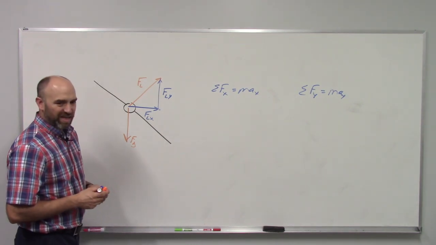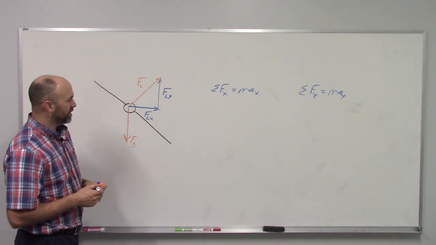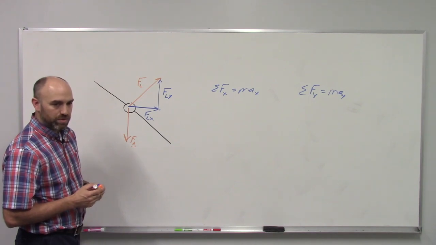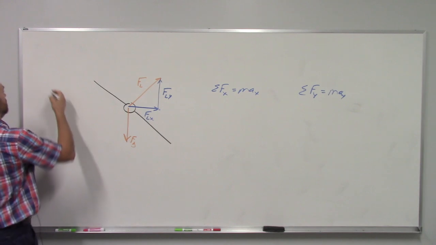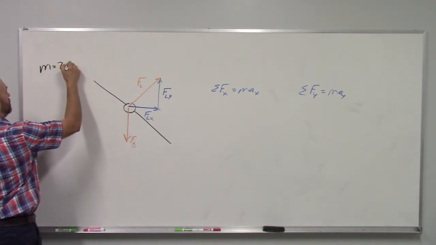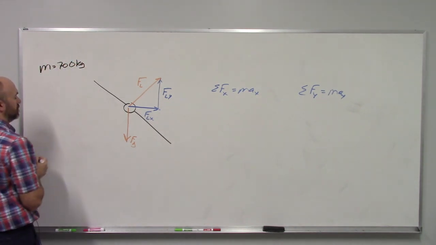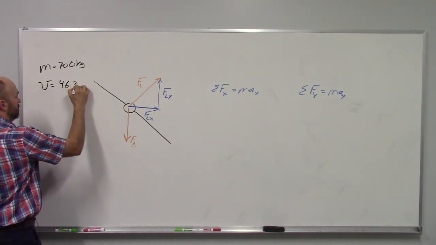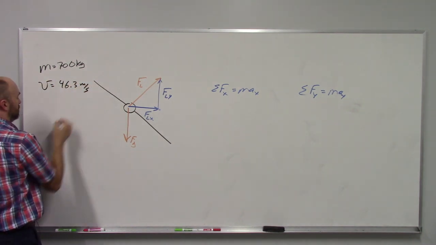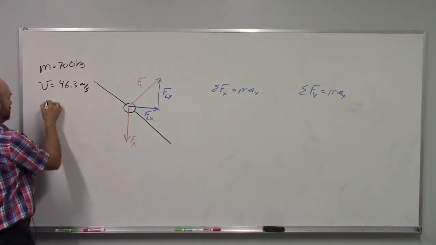Okay. And Ashton, remind me what was on this question. What did it give you and what did it ask for? It gave you the mass, which was 700 kilograms. It gave you the linear velocity, which was 46.3 meters per second. And it gave you the standard bank angle of 3 degrees.